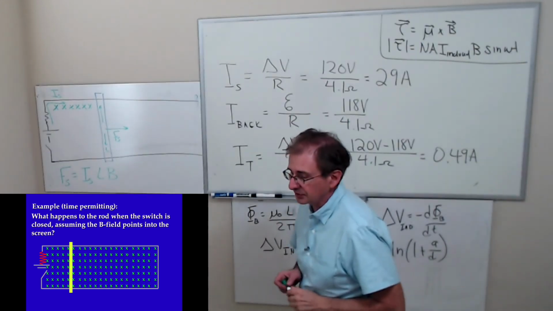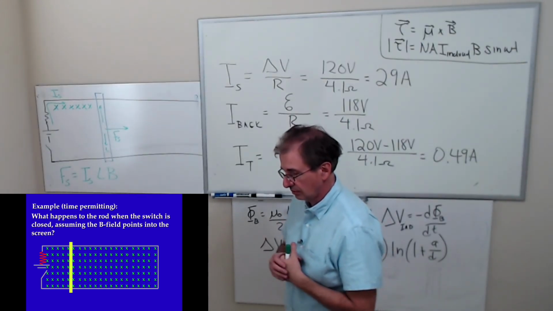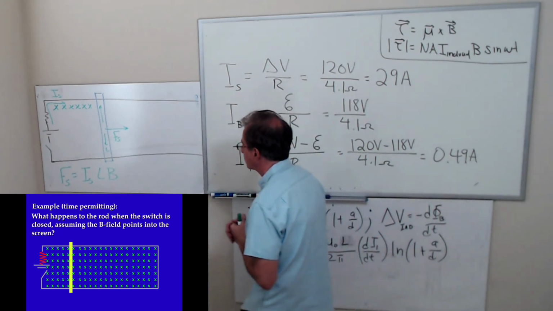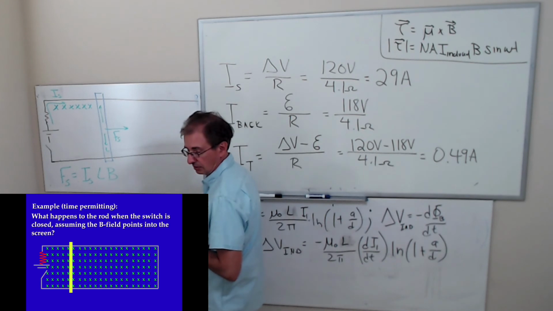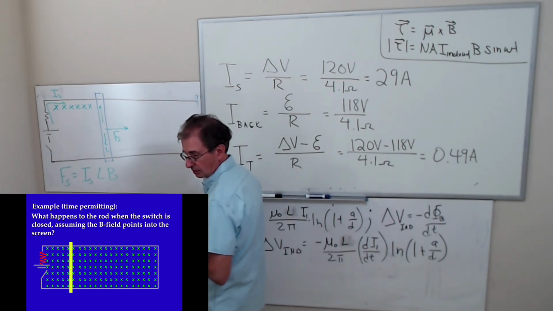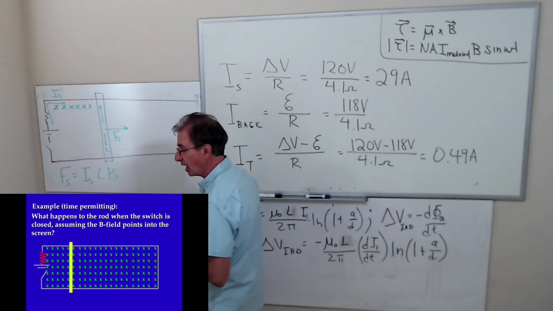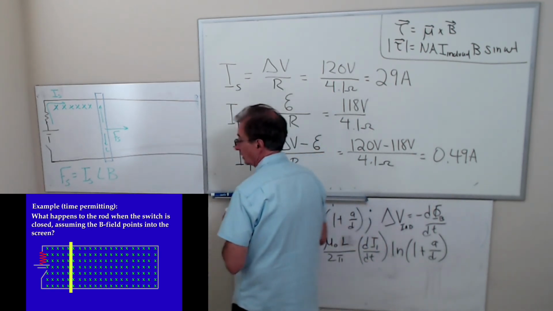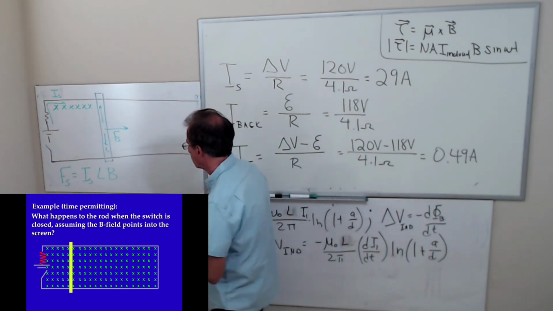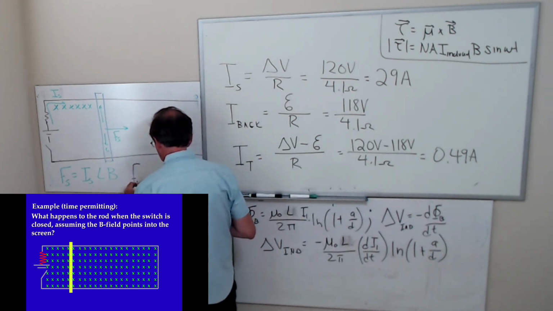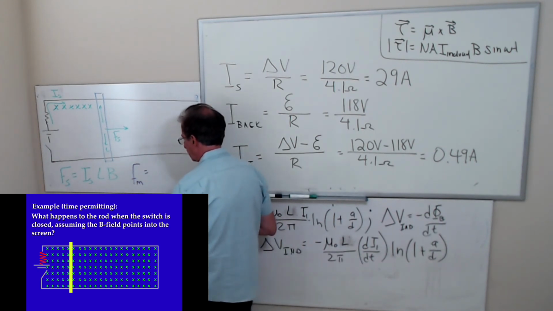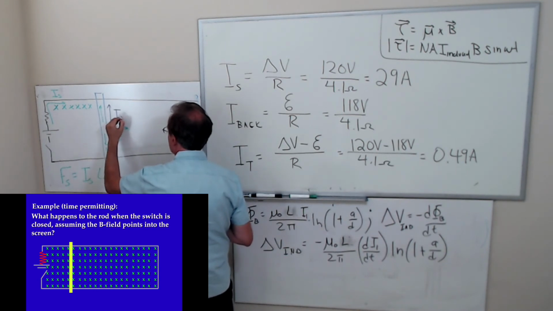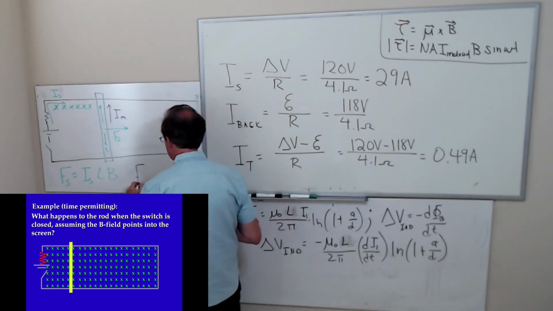But guess what happens? What happens as I go in this direction? I have a changing flux. And so I'm going to have an induced current. I'm going to have an I sub n here. That's going to produce a force in the opposite direction.